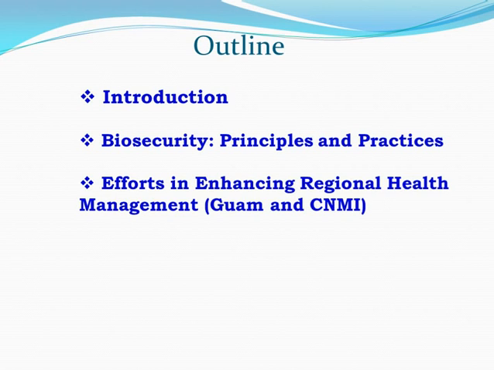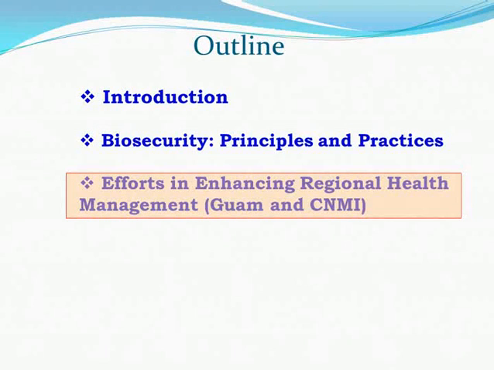Now let's look at UOG's effort in enhancing regional health management in Guam and CNMI. Funded by the USDA Center for Tropical and Subtropical Aquaculture, the University of Guam took the initiative in conducting the biosecurity audit for the current shrimp facilities across the region. In addition, shrimp samples were collected on site and then submitted for shrimp disease diagnosis.